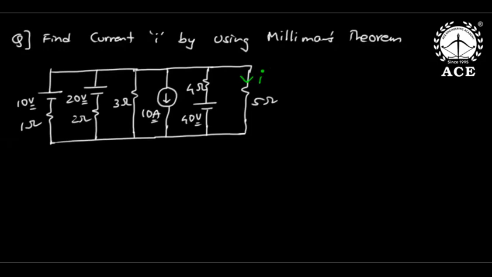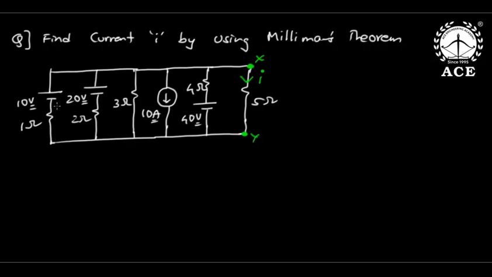Everybody watch this solution. I want current I by using Millman's theorem. Because my target is to find current I, which is the current in the 5 ohm resistor, I fix this as my target element, and first I will bring the rest into Millman's form.